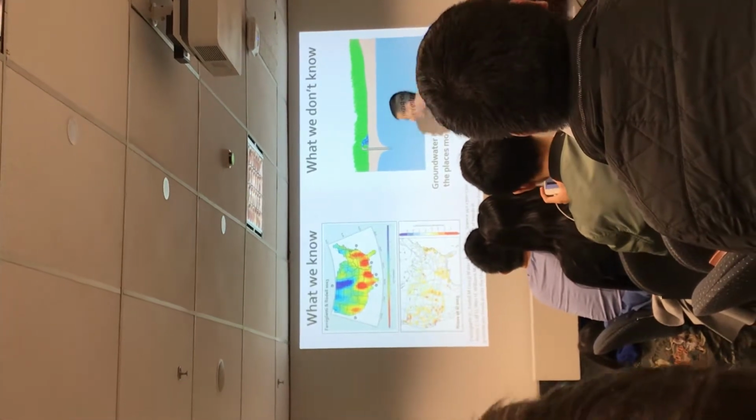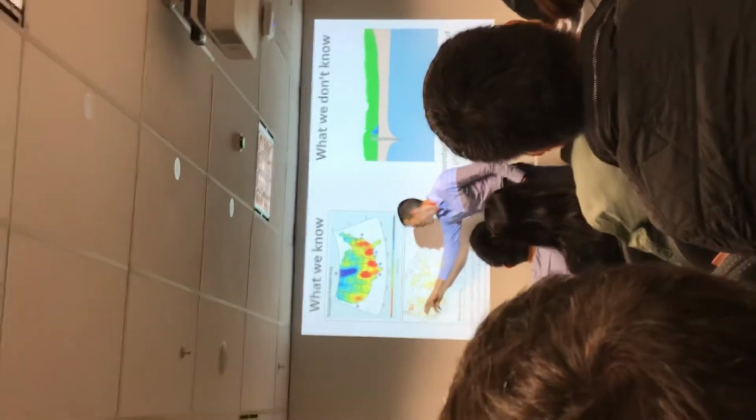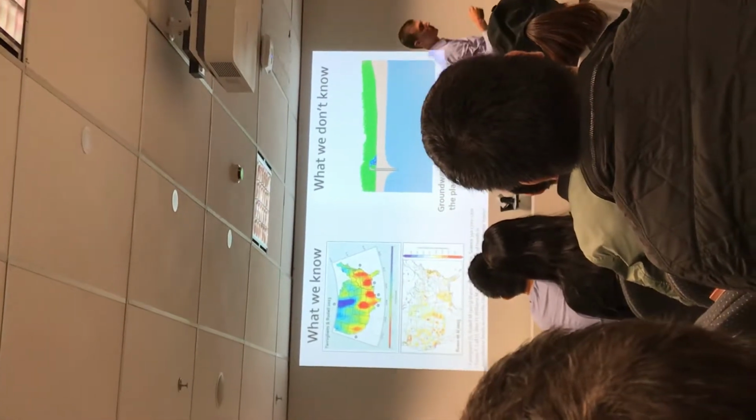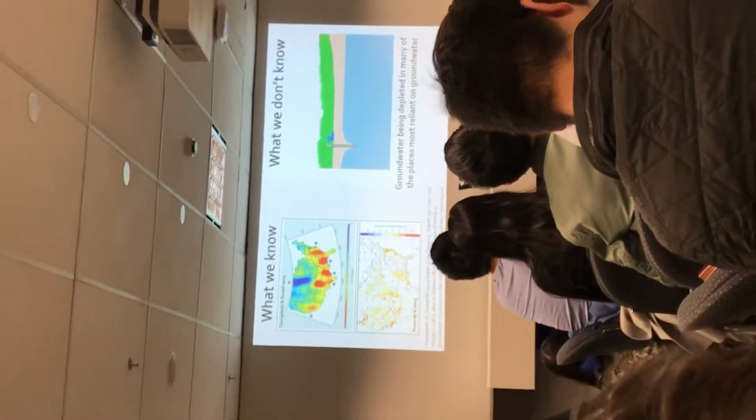Some of the more famous aquifers in America, perhaps, are the High Plains in this area. You'll see that outlined in the California Central Valley, are just a couple. So we'll talk about some of these regional aquifers as well. So that's what we know. We know that the groundwater levels are declining.